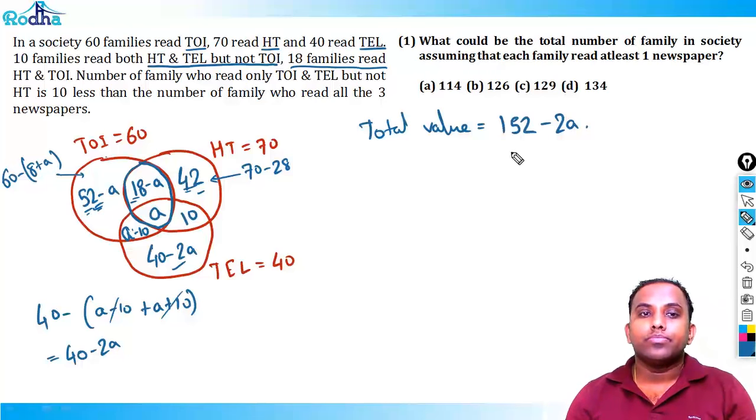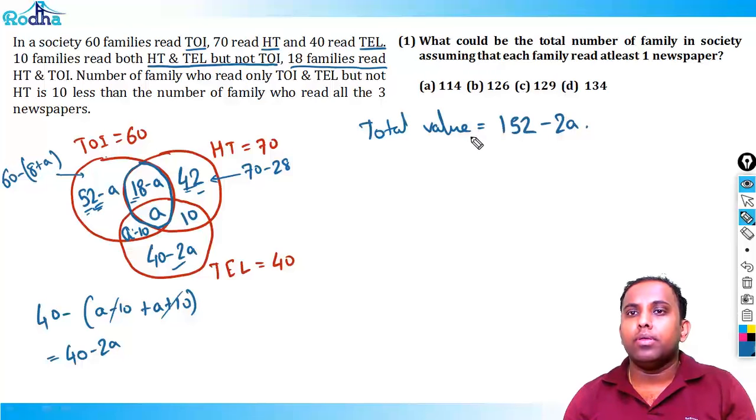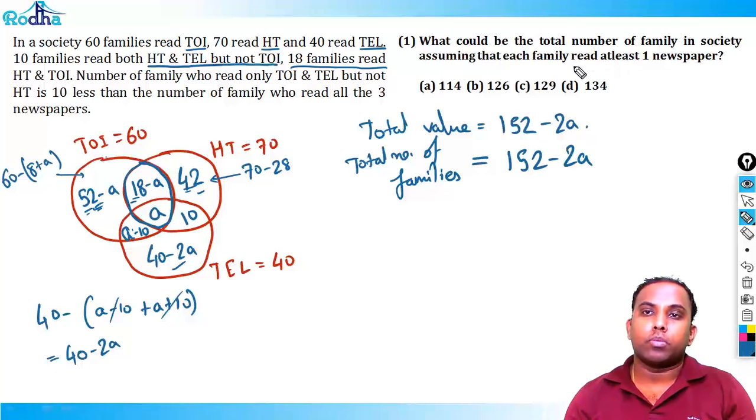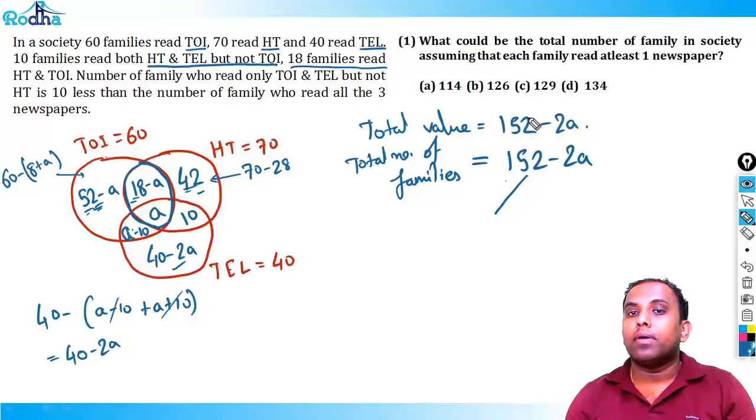Okay. Now, total value means, this is equal to what? Total value means what? That is equal to the total number of families. Okay. So, it is how much? It is 152 minus 2a. Correct? Now, I want to see what could be the number of families in society, assuming that each family reads at least one newspaper, right? So I got that to be 152 minus 2a. Okay. But out of this, which number lies in this range, right?